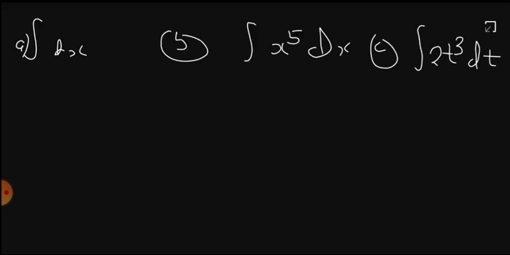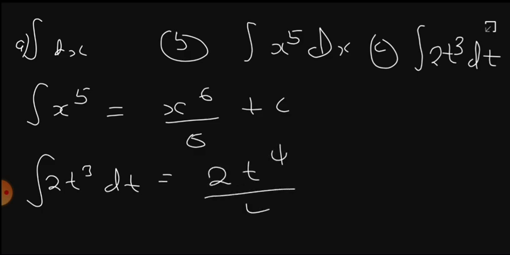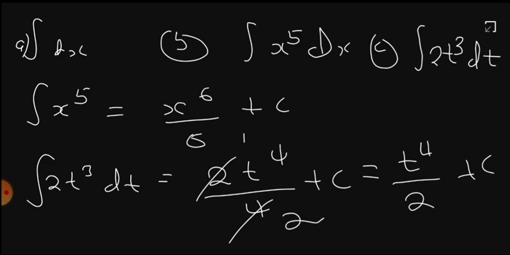I can integrate x to the power 5. This becomes x to the power 6 over 6 plus c. Then how can I integrate 2t to the power 3 dt? So we know that this is 2t to the power 4 over 4 plus c, which gives us t to the power 4 over 2 plus c. When you reduce, there is 1 and there is 2.